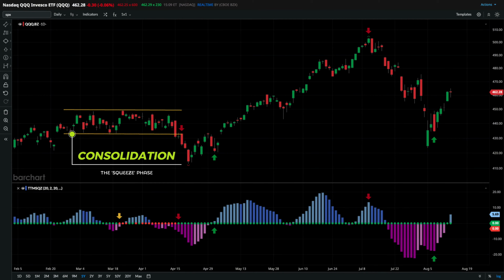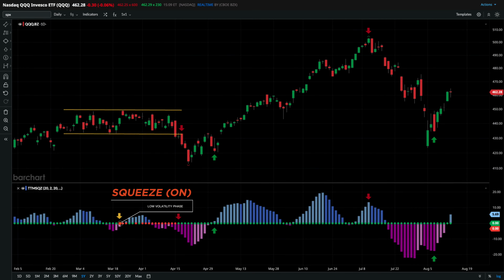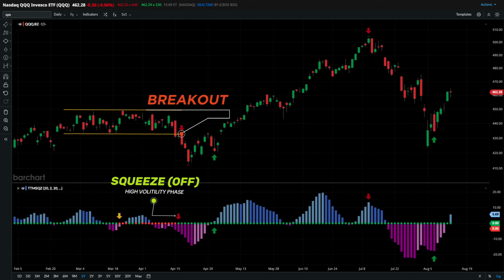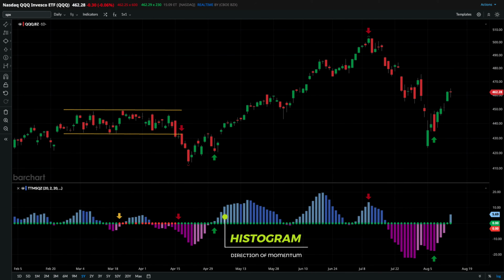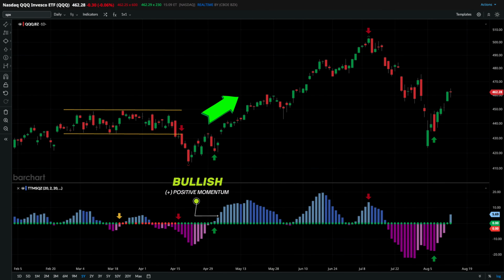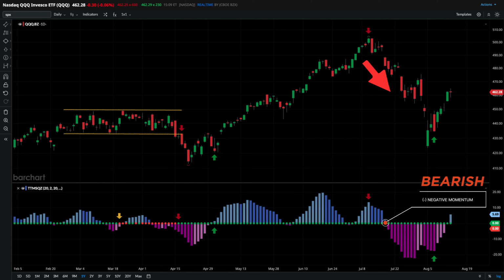Now, in periods of very low volatility, this state is known as the squeeze. The on and off state of the squeeze is shown with small dots on the zero line of the indicator. Red dots indicate the squeeze is on, and green dots indicate the squeeze is off. The TTM Squeeze indicator also uses a momentum oscillator to show the expected direction of the move when the squeeze is fired. This histogram increasing above the zero line indicates bullish momentum, while momentum falling below the zero line can indicate bearish momentum.